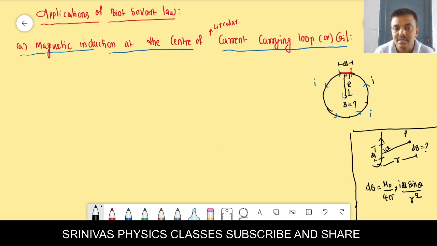That angle is 90 degrees. This r is the distance of the point P where you want to find the magnetic induction. I want to find out the magnetic induction at the center. That point's distance from the element is smaller r, and that r equals capital R here. If you have any doubt you can ask me, because it is also very important. Capital R is what?